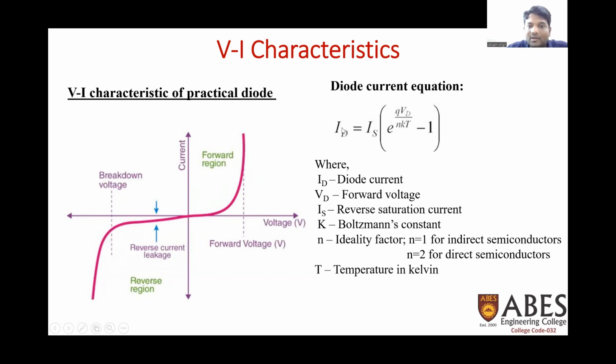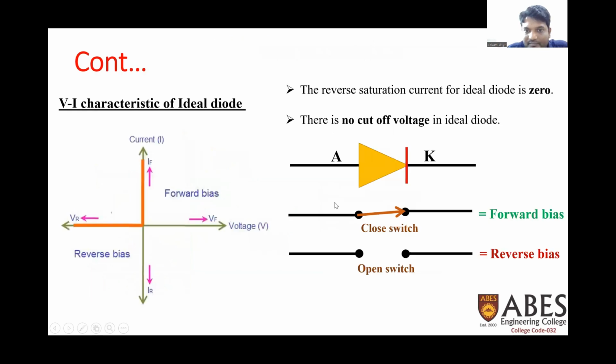Now talking about the diode current equation: ID equals IS times (e to the power QVD divided by NKT, minus 1). Here ID is the diode current, VD is the forward voltage, IS is the reverse saturation current. What is reverse saturation current? When you connect your voltage in a reverse bias condition, there is a current generated called the reverse saturation current.